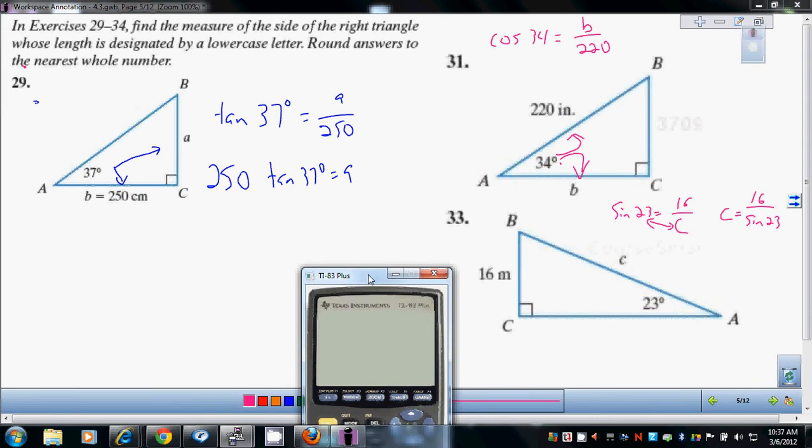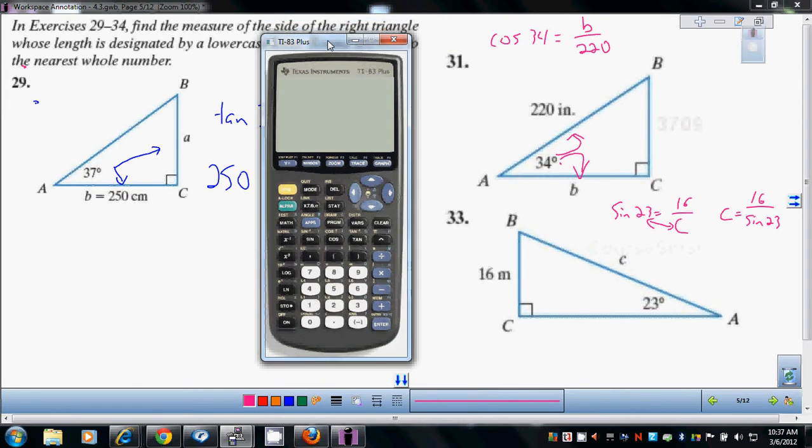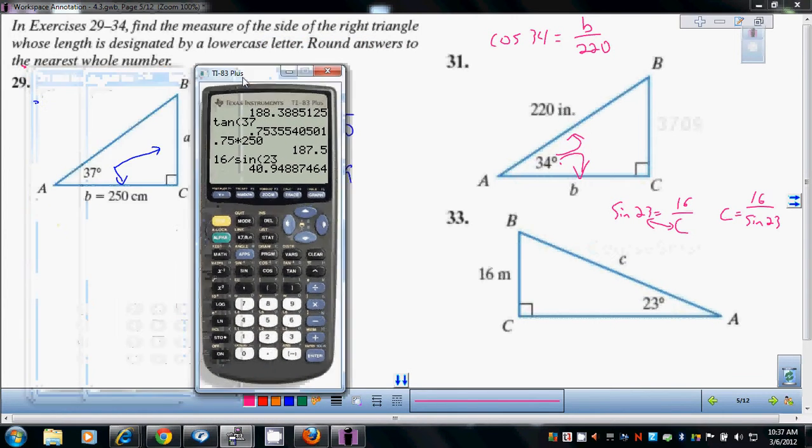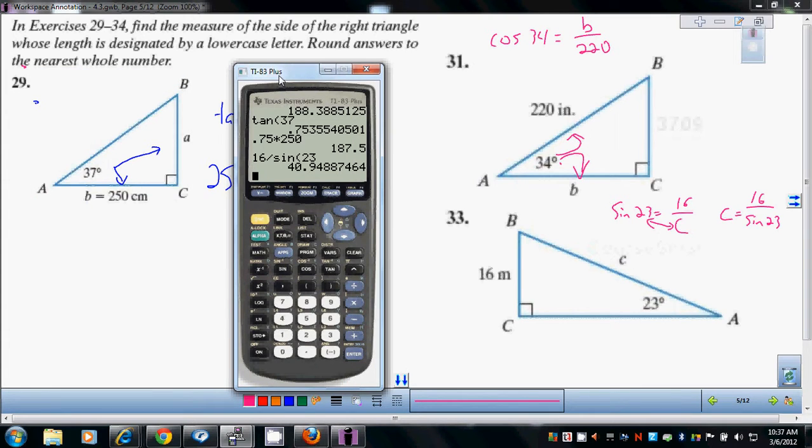It was 188 point something. Let's see. So 16 divided by sine 23 is 40.95. What does it say? Nearest whole number. So 41. Directions say nearest whole number. So 41. Questions about that? That is pretty much everything else that we're doing. There may be one or two other little things in there, but not many.